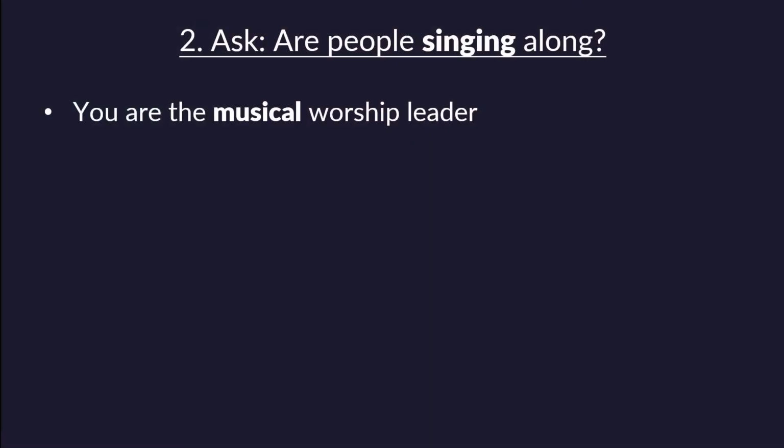And yes, it's worship. Music is a form of worship. But if we want them to worship musically, they've got to be able to sing along with the song. So you want to ask the question, are people singing along? Now, there's sort of a warning that comes with that, because maybe your church doesn't usually sing along to songs as much as you'd like.